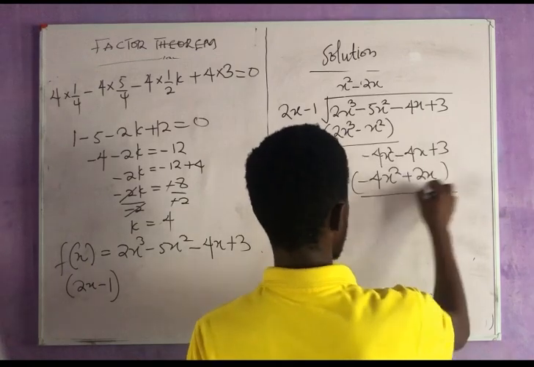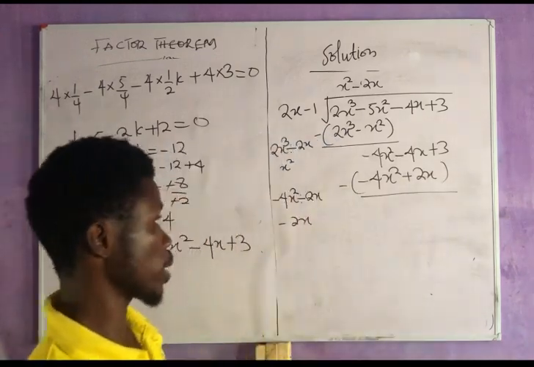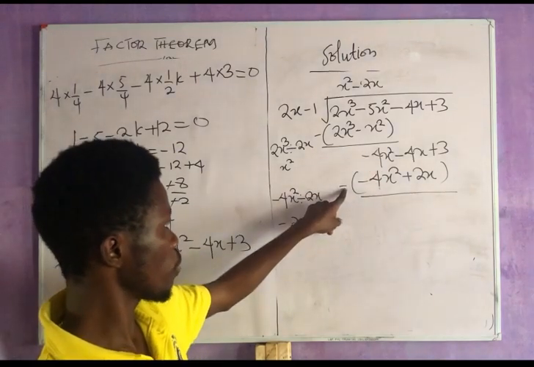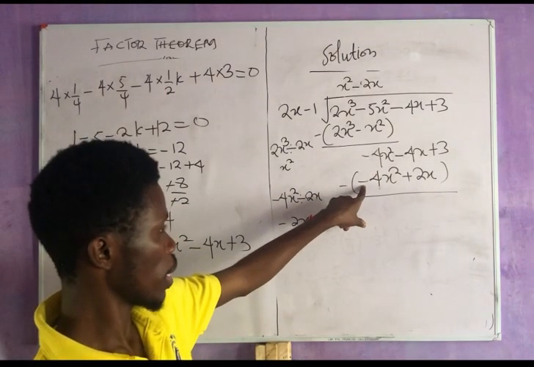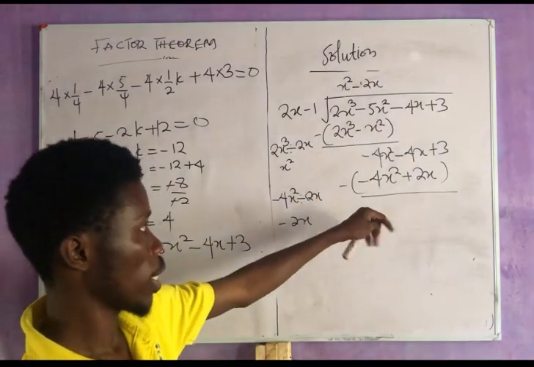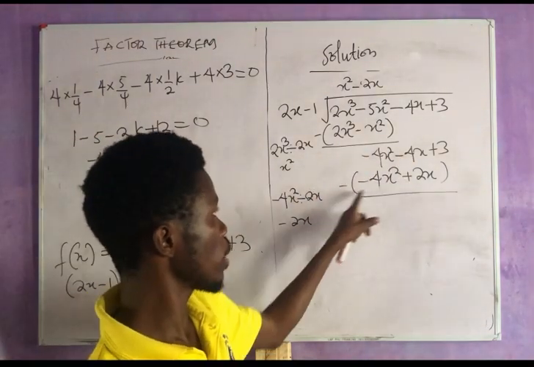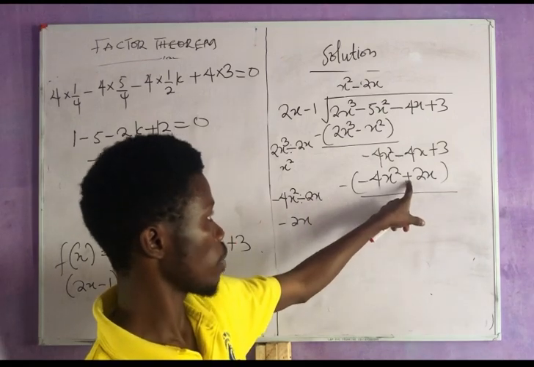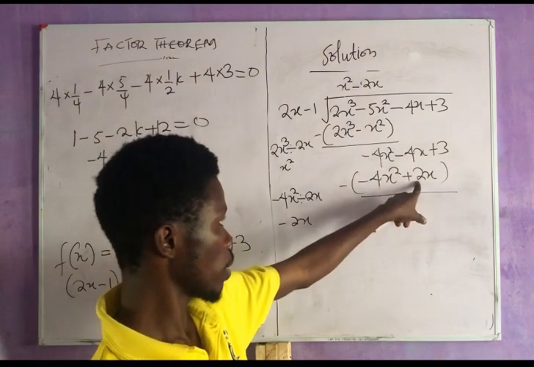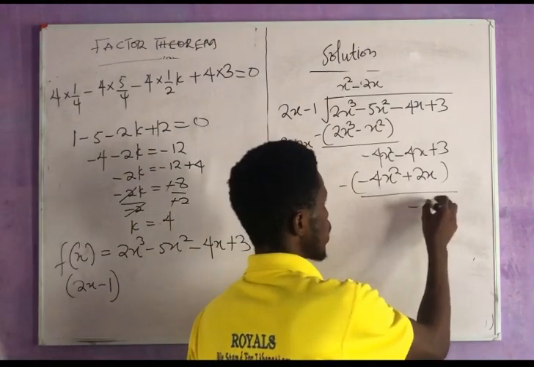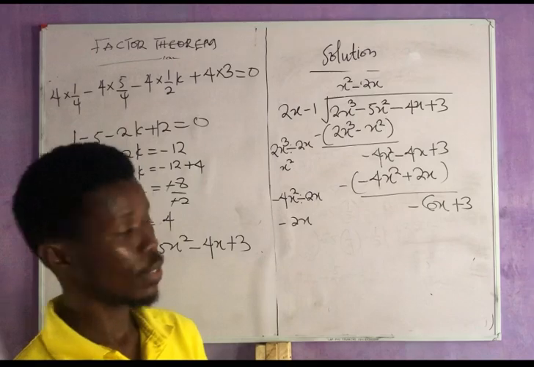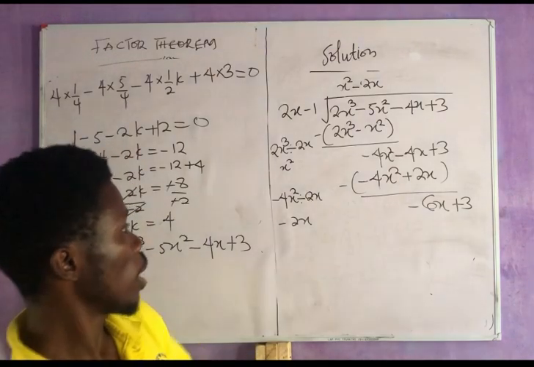So let's take their difference, or you subtract. This and that will go, because negative times negative will be positive. So negative and positive will go once they are identical. Then you have negative 4x minus positive 2x, that will give you negative 6x, and bring your plus 3 to it. Then you move on to the next one.